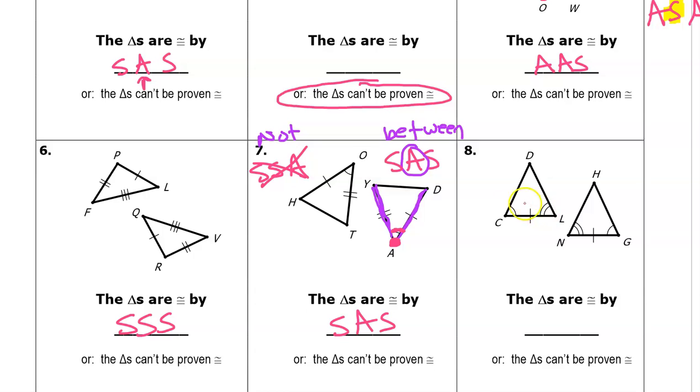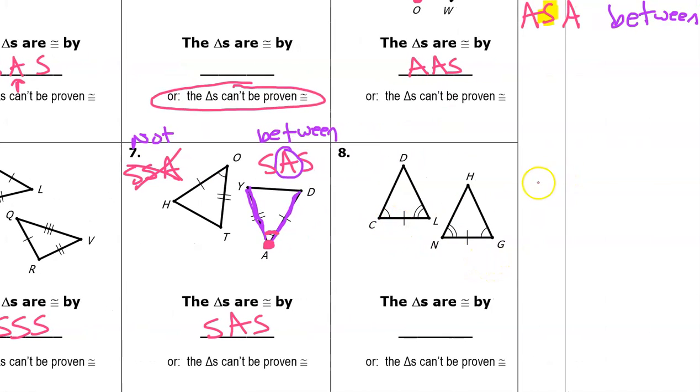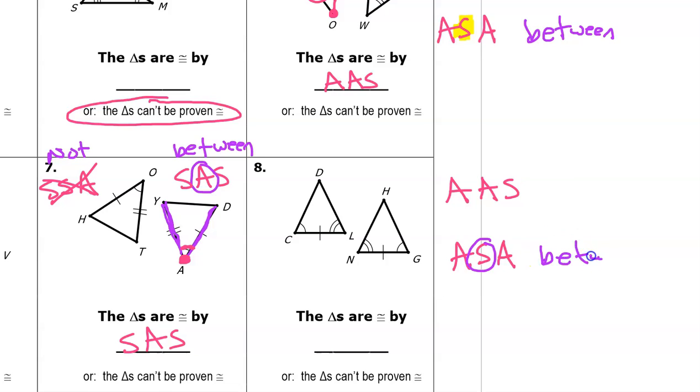Take a look at problem number 8. I see that we have two angles and a side. So the question is, is this going to be angle, angle, side, or will it be angle, side, angle? The way we choose is we ask ourselves, is the side between the two angles? If so, we're going to pick this one. Or is the side not between? Then we're going to choose this one.